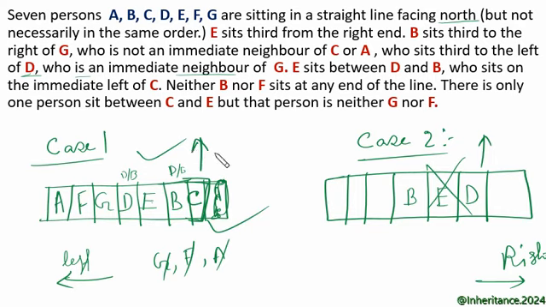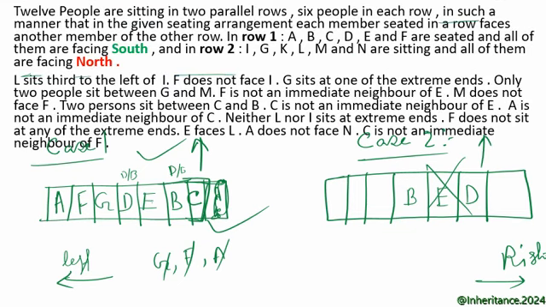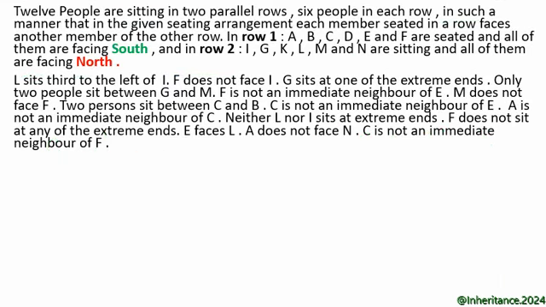So let's check the next problem. This is a parallel sitting arrangement problem. Let's see the question first. 12 people are sitting in two parallel rows. Like there is a row and there is a row. Some people are sitting here, A, B, C, D, and here are I, J, K, L, M. So it's like this. In row 1, A, B, C, D.